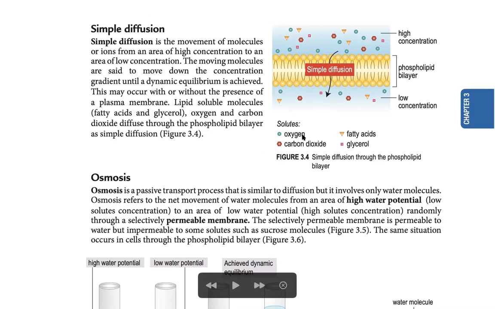The first ones: oxygen, carbon dioxide, fatty acid and glycerol. Remember, gas, fatty acid and glycerol. These are gases, and these are lipid soluble molecules. So they will use simple diffusion. Why? Because they can easily get inside the cell across the phospholipid bilayer.